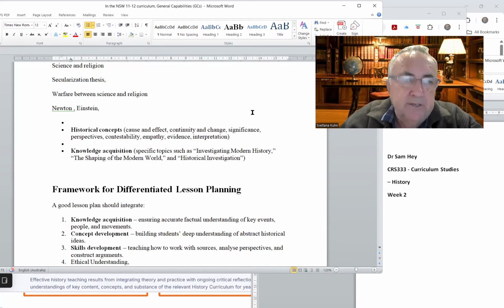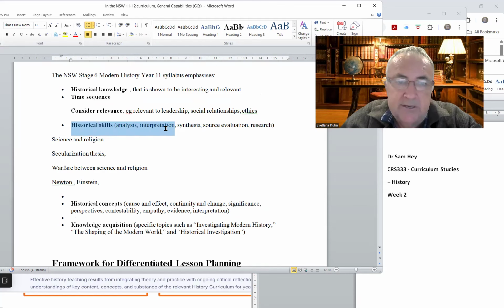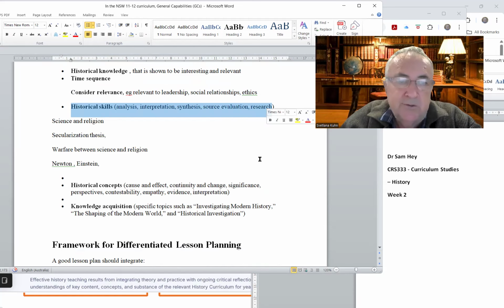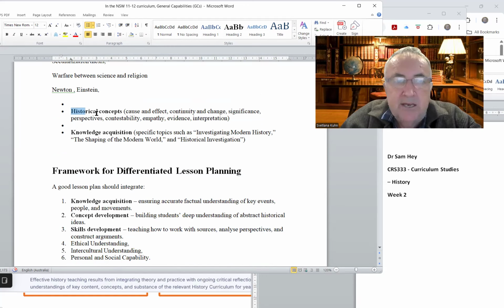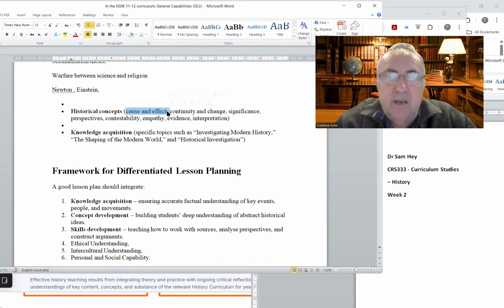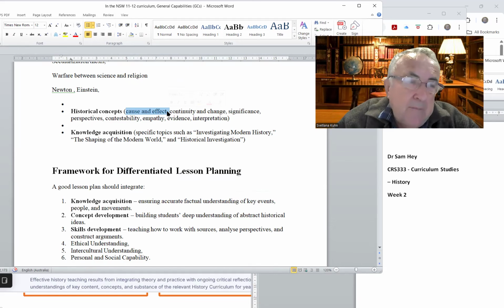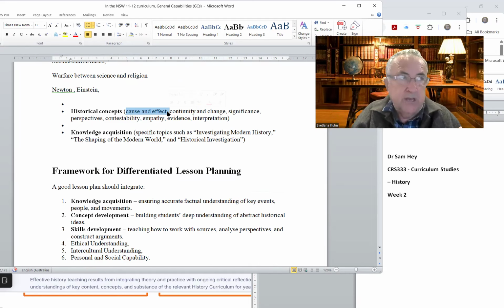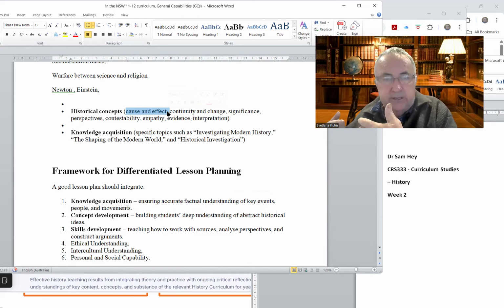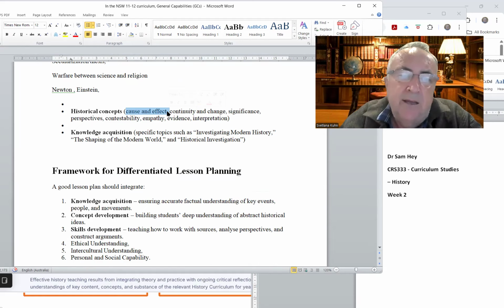Another area that we're teaching, besides skills in analysis, interpretation, synthesis, source evaluation, and research of sources such as primary sources, is the understanding of history concepts such as cause and effect. And this gets more complex. That is, what causes an event such as the Russian Revolution? There are multiple causes, of course, always, but what are some of the primary causes, and how, if we understand those, can we understand what's happening in politics and economics and our world today?